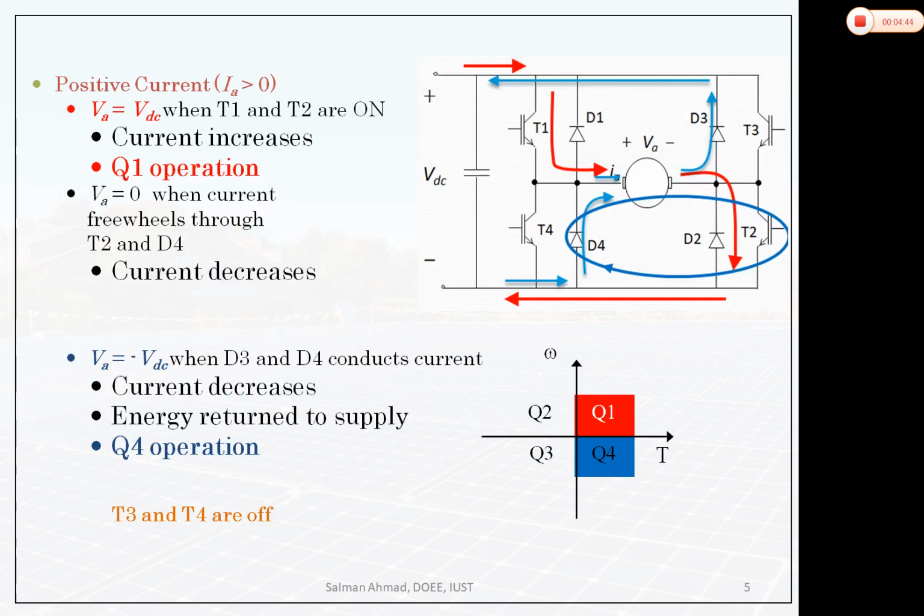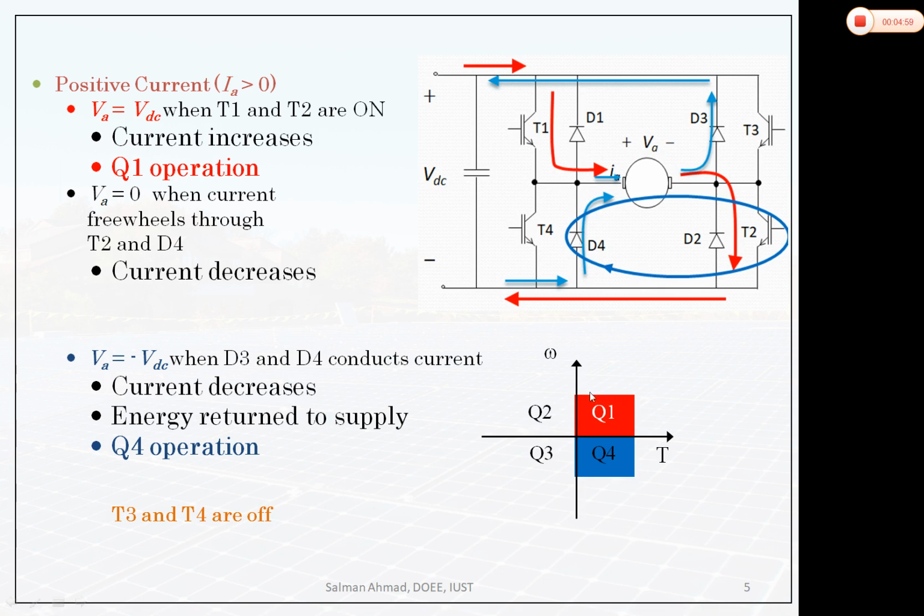First I am considering the positive current operation, that is, torque positive operation mode. Here you can see that torque positive is in the first quadrant and the fourth quadrant.